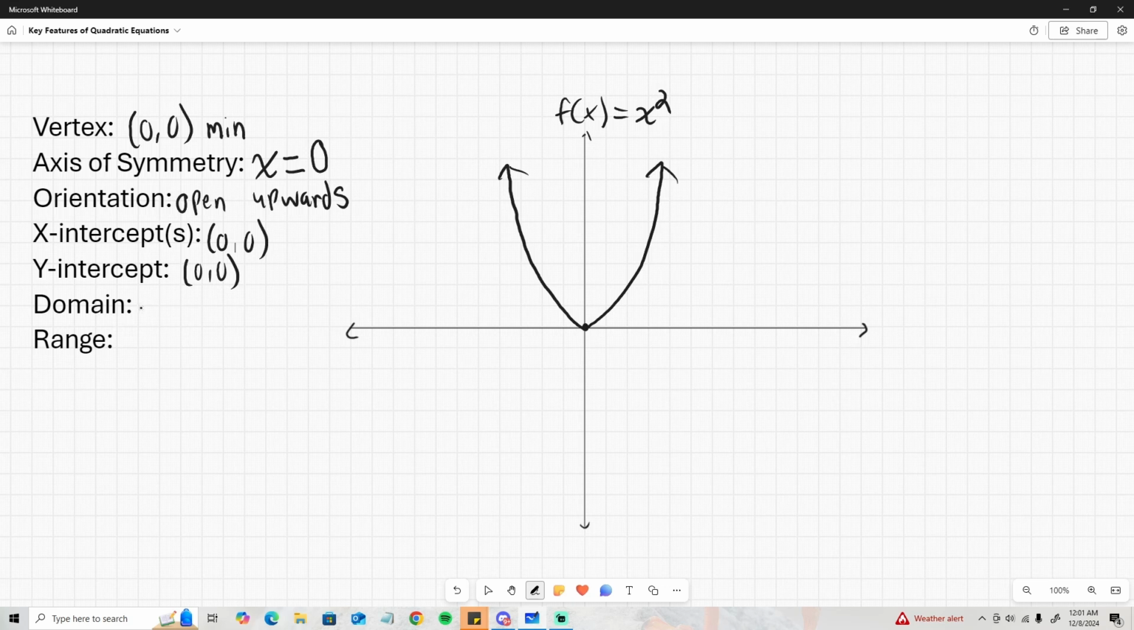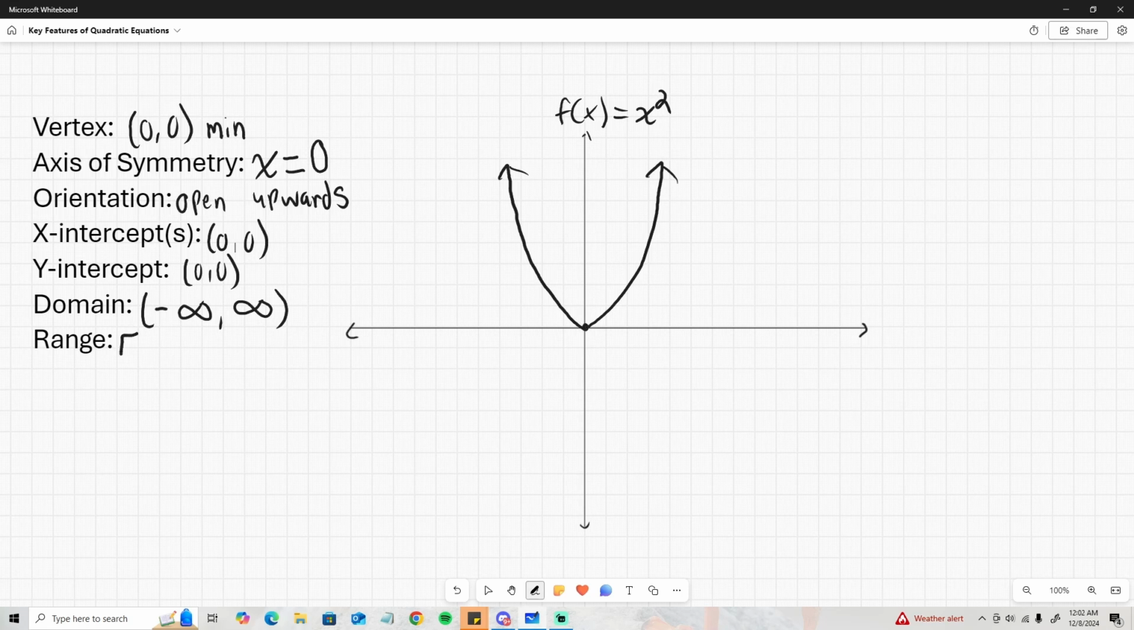My domain of this graph, remember, if you recall, the domain of all parabolas is negative infinity to infinity. My range is a little different. I'm going from my lowest possible y value to my highest possible y value, whereas domain is going from my lowest possible x to my highest possible x. When looking at range, what's the smallest y value I have? It's down here at 0.